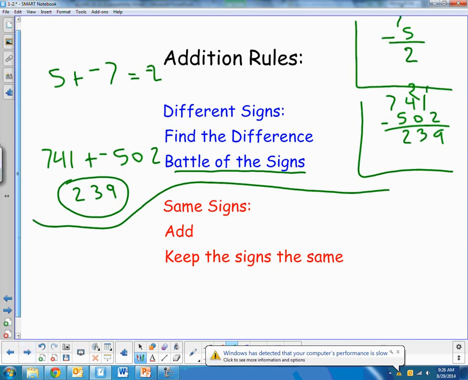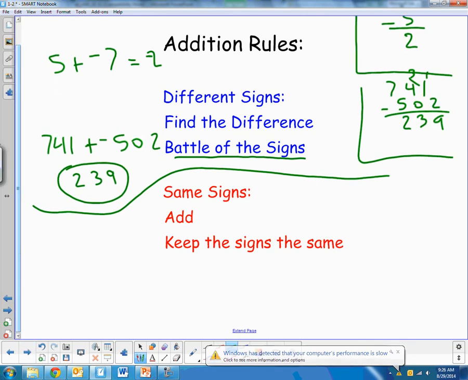Same sign. Same sign is a little bit easier, actually. Let's say we have, we'll go with negative 7 and negative 5. So if we're adding negative 7 plus negative 5, same sign. We're just going to add the two numbers together. 7 plus 5 is 12. And we're going to keep the sign the same.